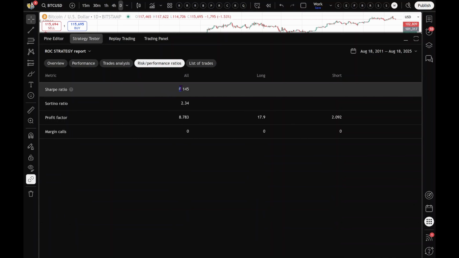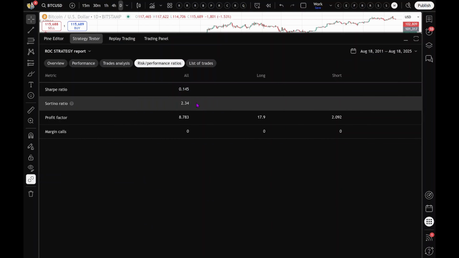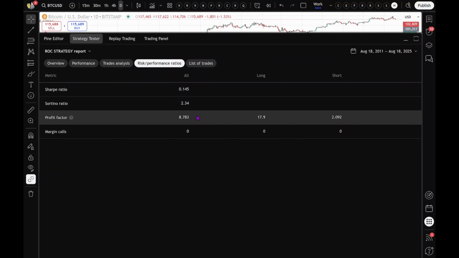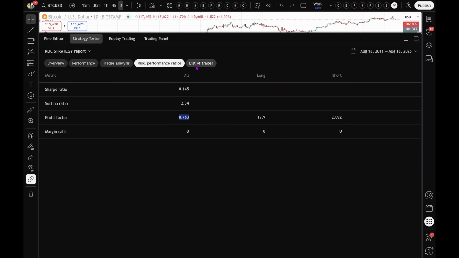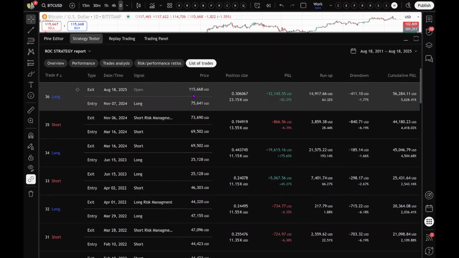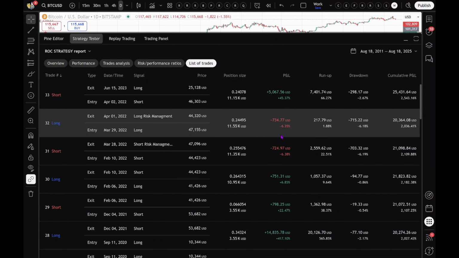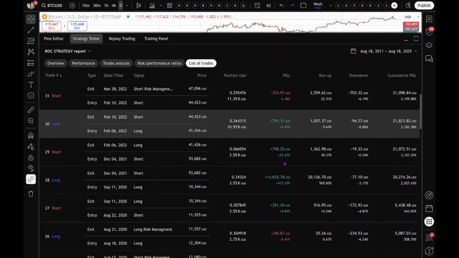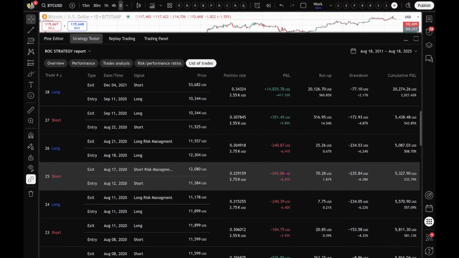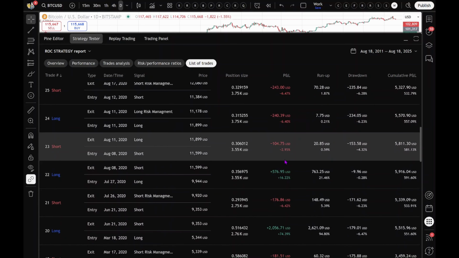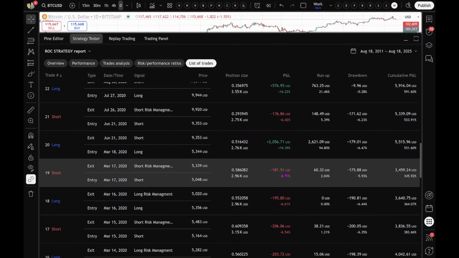Our Sharpe ratio is quite low, but the Sortino ratio is okay. The profit factor is insane. It's 8.7. Finally, we have the full list of trades we opened. We can see the last trade had a profit of 52%. And if we scroll down, we can spot some losses. But they never exceed 6% thanks to our stop loss. Of course, you can adjust the parameters to test your own strategy.